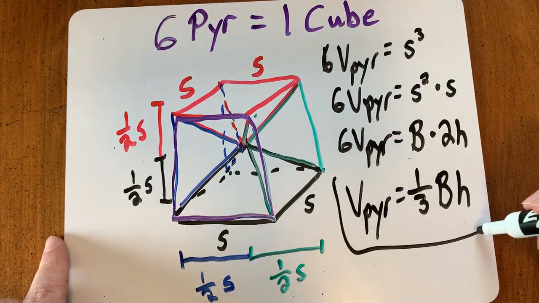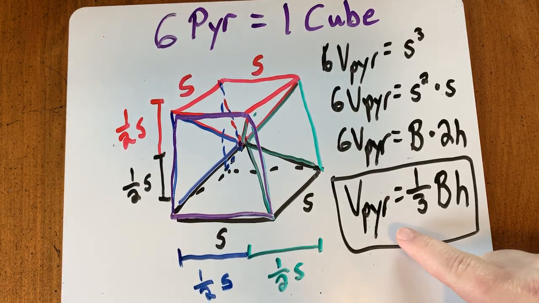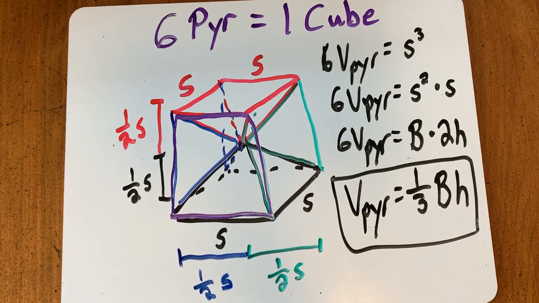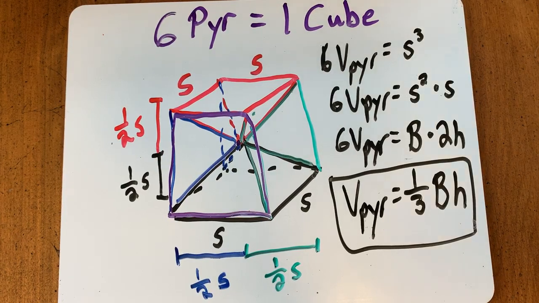This formula actually extrapolates for every type of pyramid, whether the base is a square, a triangle, an octagon, an icosagon, it doesn't matter. The volume of the pyramid is 1/3 times the area of the base times the height. Every single time. All right. So that's what you need to know about pyramids. Have fun.